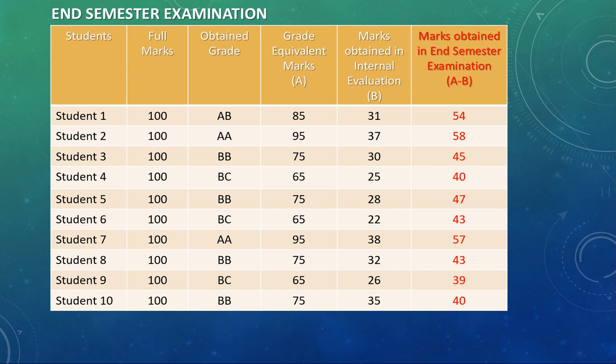For student 2, the similar formula has been applied. He gets AA grade. We understand that AA grade means a range of marks between 91 to 100. So we take the mean, that is 95. We have the record of his internal marks, that is 37. So 95 minus 37 is 58, which is what he has got in the end semester examination only.